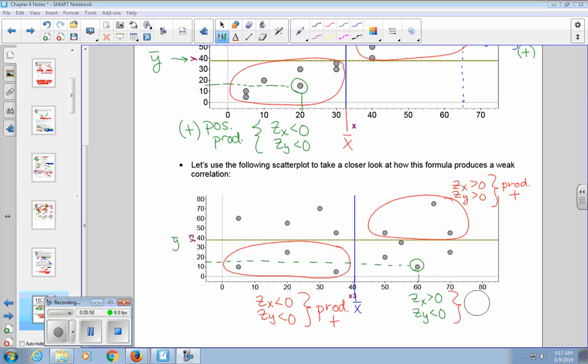You get a product that's negative. Okay. And that is going to be true of all of these points down here in this area of the graph. Okay, so we've got one more area to look at.